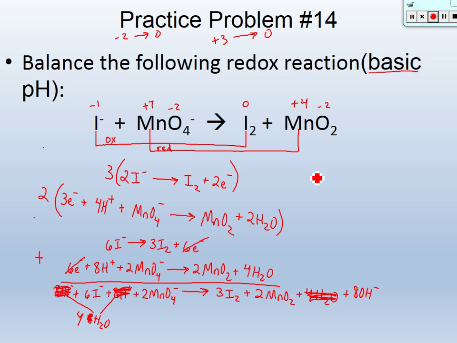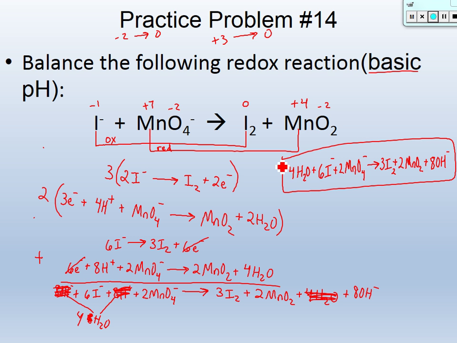I'm going to write the answer over here. So I've got 4 waters plus 6 I minuses plus 2 MnO4 minuses, and that goes to 3 I2s plus 2 MnO2s plus 8 hydroxides. Remember, hydroxide has a -1 charge. Okay, I believe that's what the answer is.